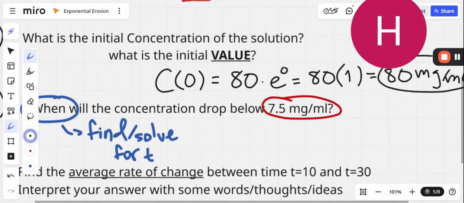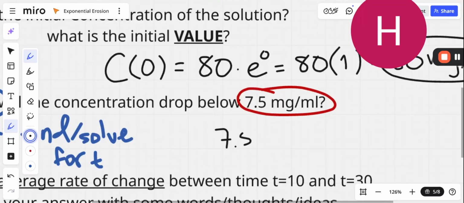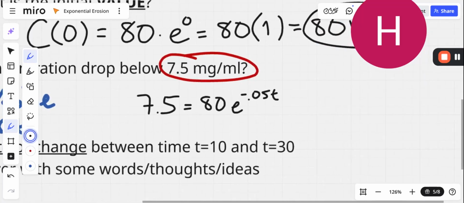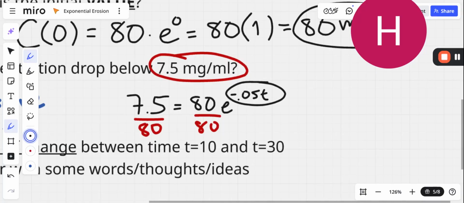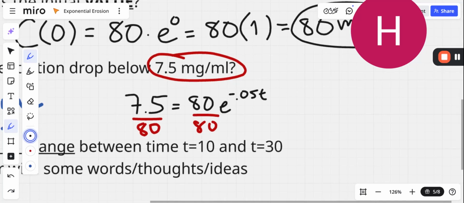Okay, so let's do this by using what they gave us, 7.5. This will certainly require a calculator. 7.5 equals 80 times e to the negative 0.05t. The first thing we're going to do is divide both sides by 80. We need to get the exponential portion by itself. And solving this exponential equation is the same procedure as solving the exponential equation in the previous video, the only difference being we have a negative in the exponent this time, so our result is going to somehow be different.